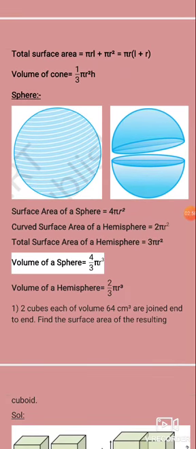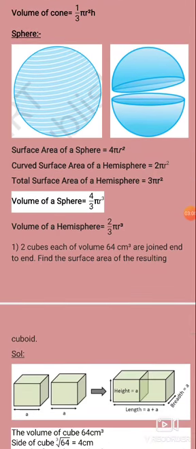So our heading is what? Combination, surface area of the combination of solids. So here two cubes each of volume 64 centimeter cube are joined end to end. Find the surface area of the resulting cuboid. If two cubes are joined together, it will become a cuboid. We need to find out the surface area of the cuboid.